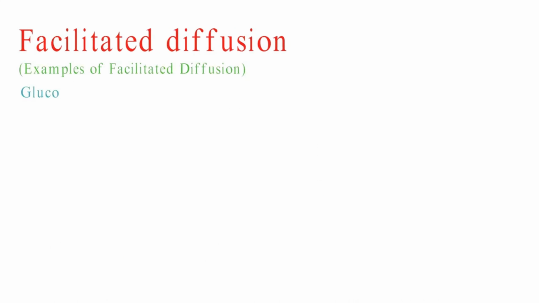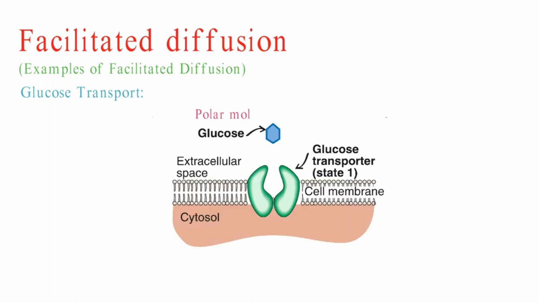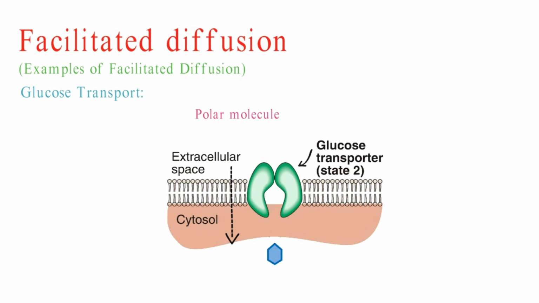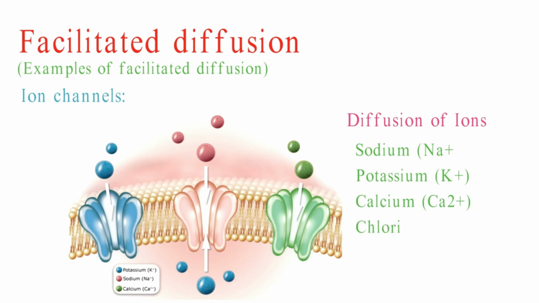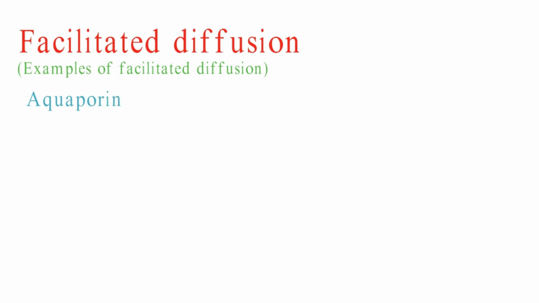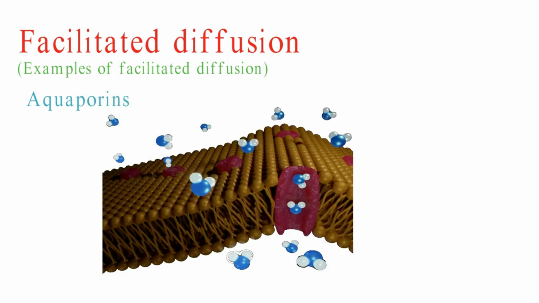Let's discuss a few examples of facilitated transport. Glucose is a polar molecule and cannot easily pass through the lipid bilayer. Cells use glucose transporters to facilitate the diffusion of glucose into the cell. Ion channels allow the facilitated diffusion of ions like sodium, potassium, calcium, and chloride across the cell membrane. Aquaporins are channel proteins that enable the facilitated diffusion of water molecules across the membrane.